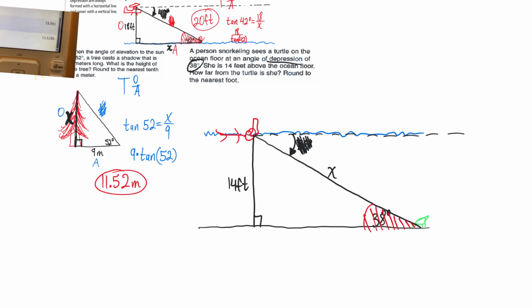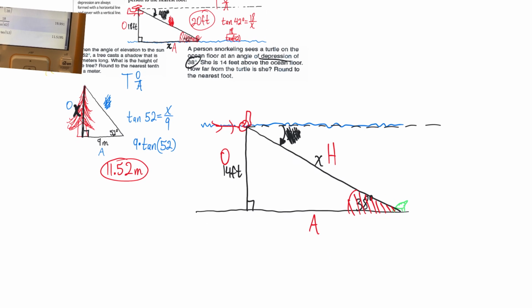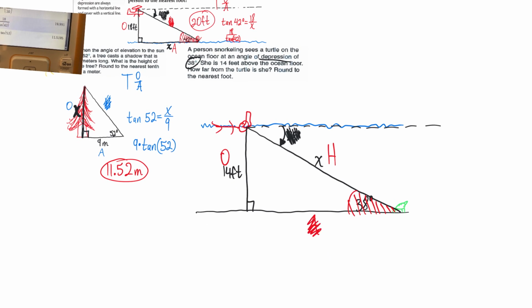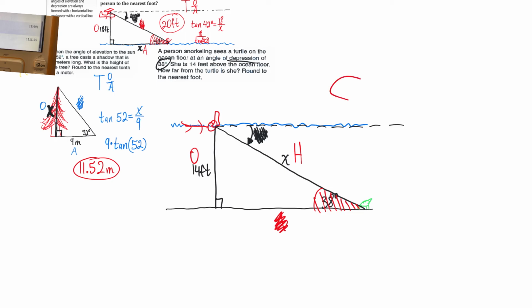All right, where's the H? Where's the A? The blank, and then the O? 14. Which one do I not need? The A. So O and H tells me to use which one? The sine.